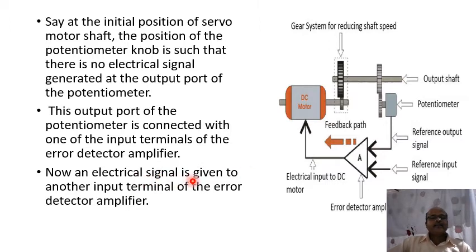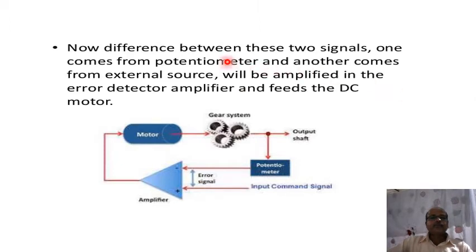Now an electrical signal is given to the other input terminal of the error detector amplifier. This input signal or reference signal is given to the error detector, and this error detector detects or compares the signals and gives that signal to the DC motor. The difference between these two signals, one from the potentiometer and the other from the external source, is amplified in the error detector amplifier and fed to the DC motor.